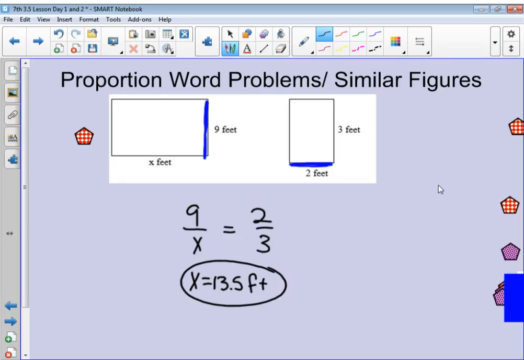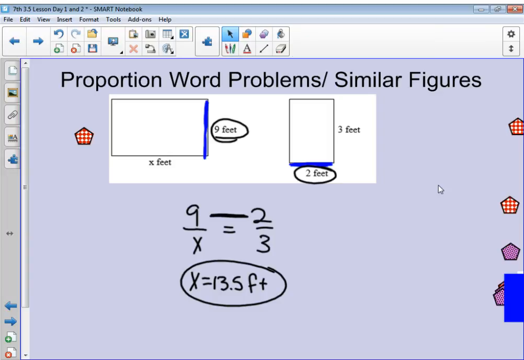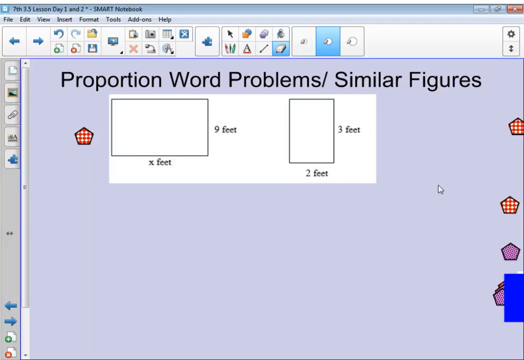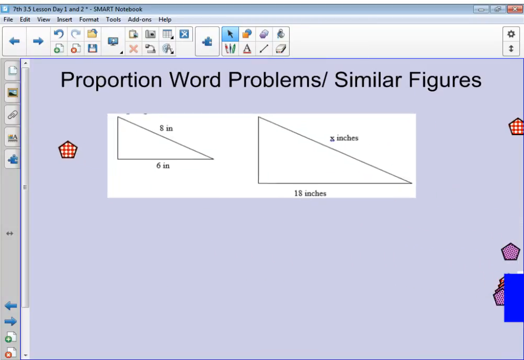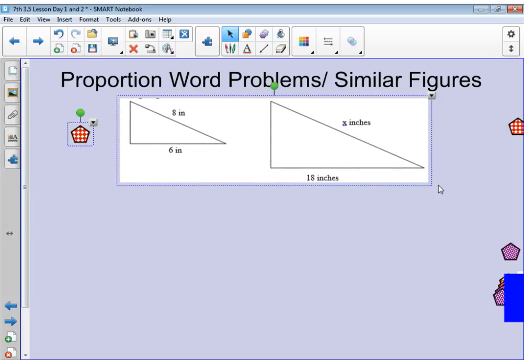You should have gotten X equals 13.5 feet. Key thing is if you had set up your ratios slightly different, just make sure that you are matching sides. So take note that I had the 9 feet, my blue side, on the same level as my 2 feet, okay? All right, so let's try one more independently. Okay, so you can go ahead and set this one up.